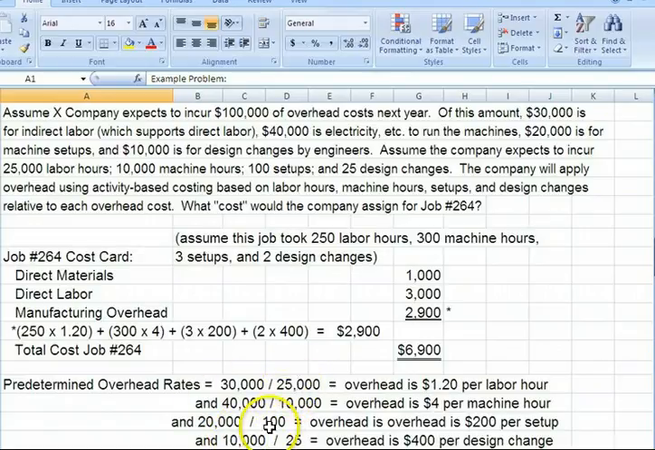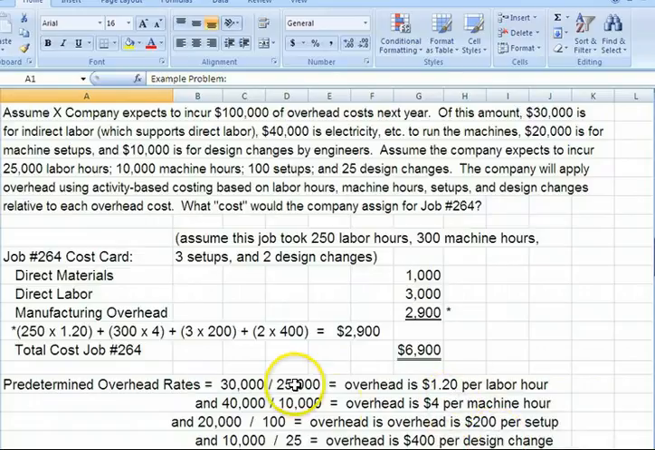So since this one, the top one, was related to direct labor, we could use direct labor hours. The second one was based on machine usage, so we could use machine hours. The third one, number of setups, and the fourth one, number of design changes. And because we have 4 activities, we have 4 rates.